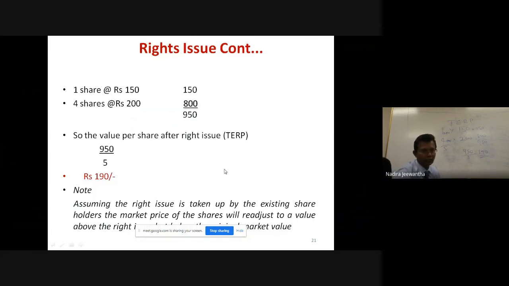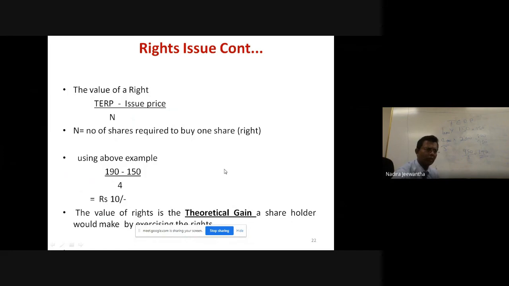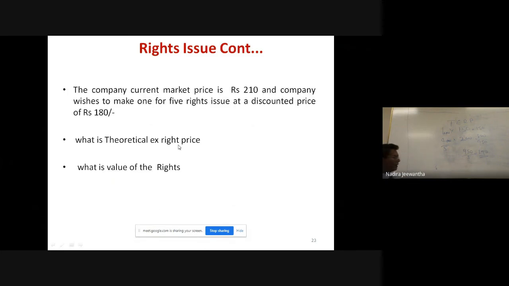Theoretical ex-rights price. And you can also find the value per right: the theoretical ex-rights price minus the issue price, divided by N, where N means the existing number of shares. Once you calculate this, you can get the value. Shall we attempt this question? We will take the question papers later.